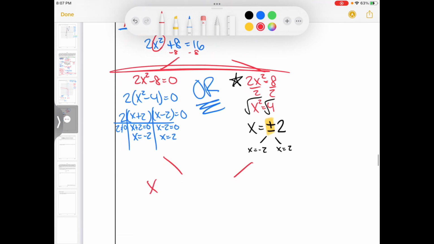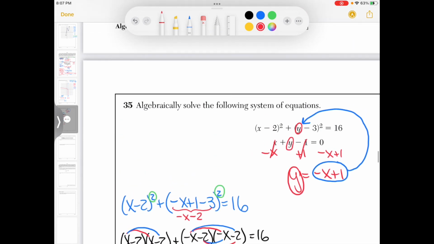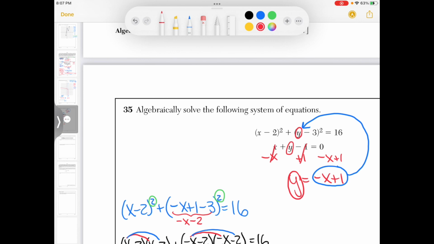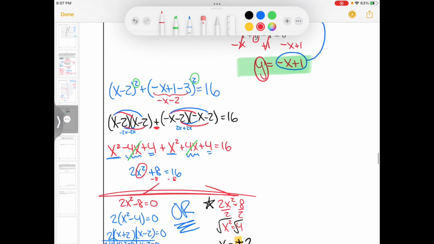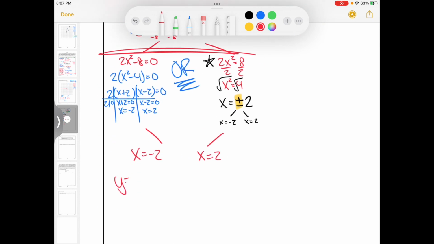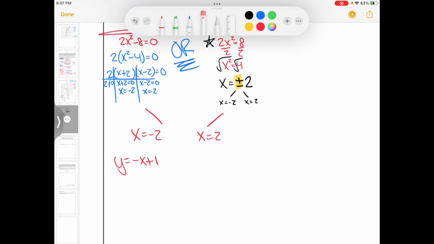Now I'm going to come back with my two x values. I have an x equals negative 2 and an x equals positive 2. Now remember from the beginning, I have to solve the system, which means I have to solve for x and y. So what I'm going to do now is use this equation that I found for y equals negative x plus 1, and plug in my x values.